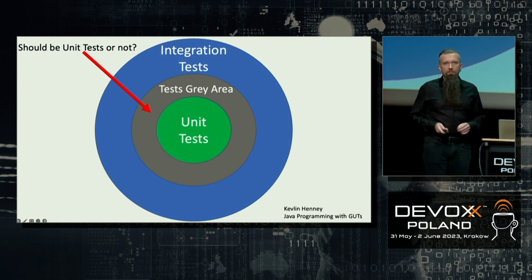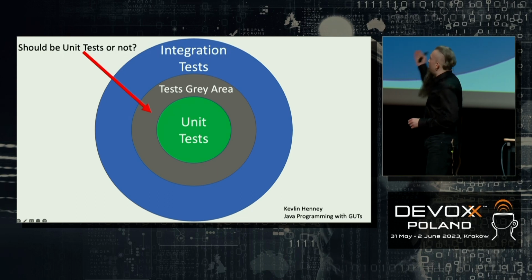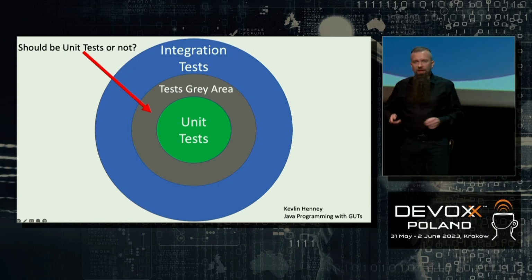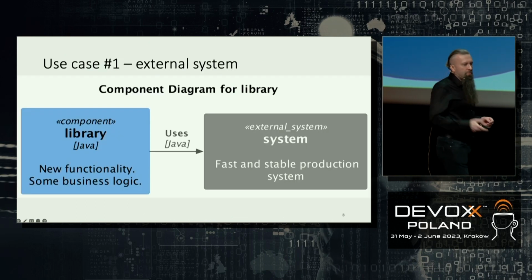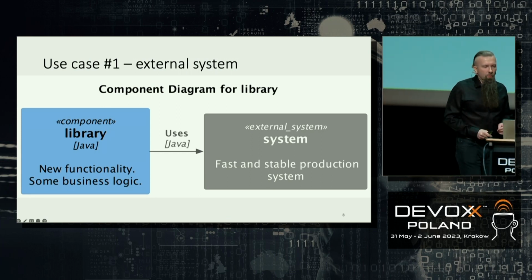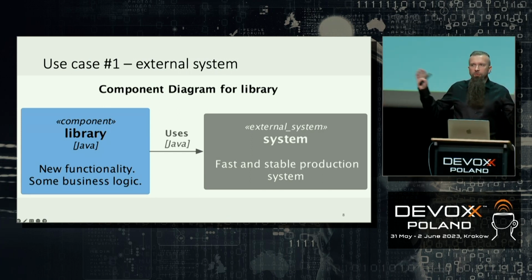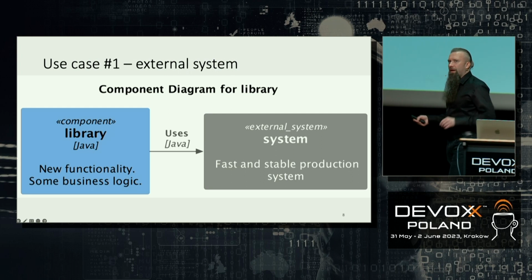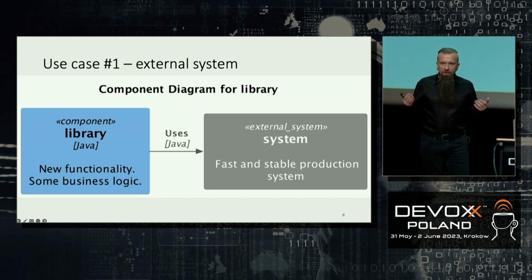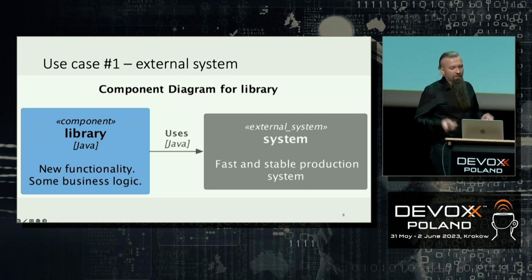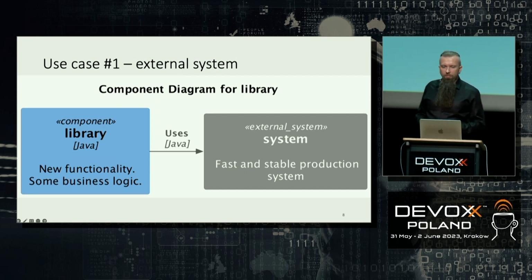And what can we do about this? Of course, we can try to move them to one of those areas. However, we can also embrace it. Use case number one, external system. All the use cases you are going to see today are from my experience, real-life examples just simplified for the sake of the presentation.